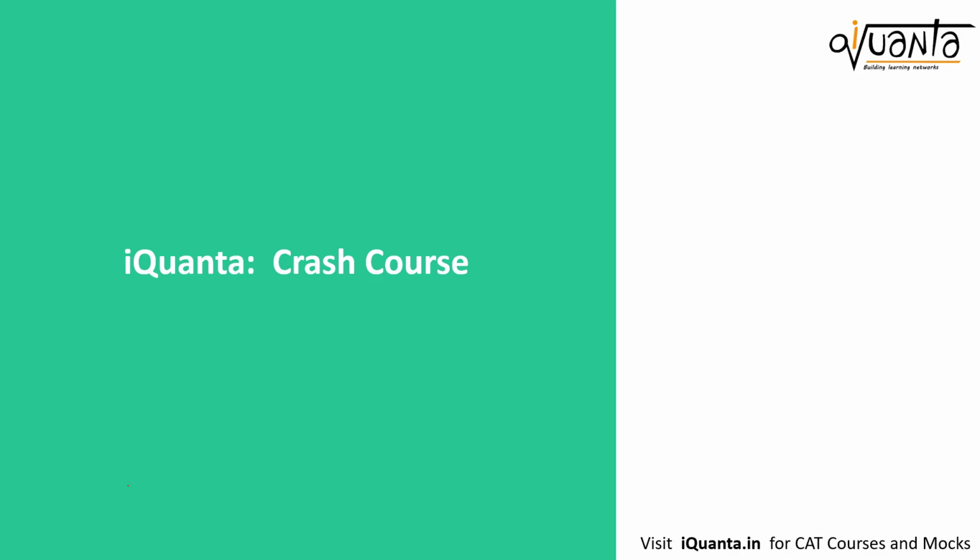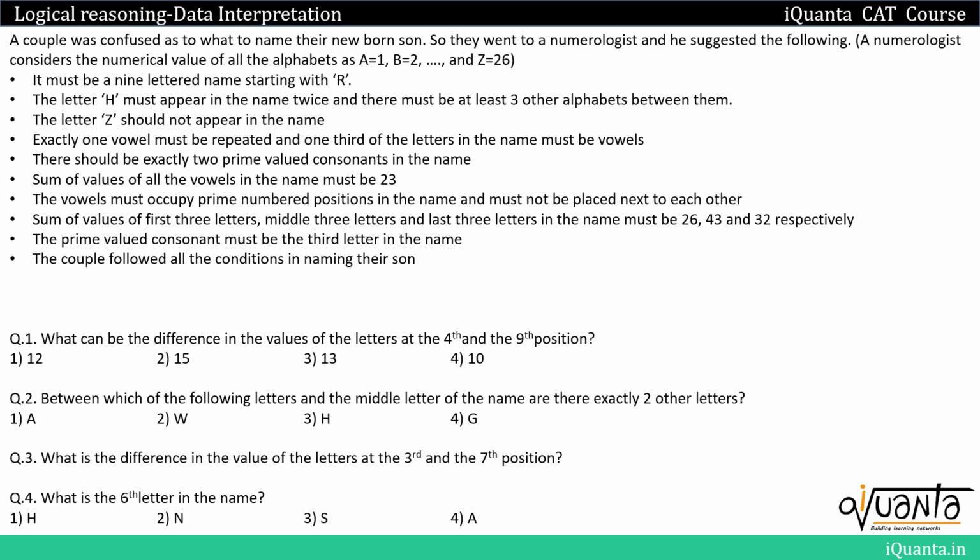Hello everyone, let's try to solve another very good logical reasoning set in this video. The question is, a couple was confused as to what to name their newborn son, so they went to a numerologist and he suggested the following. A numerologist considers the numerical value of all the alphabets as A equal to 1, B equal to 2, up till Z equal to 26.